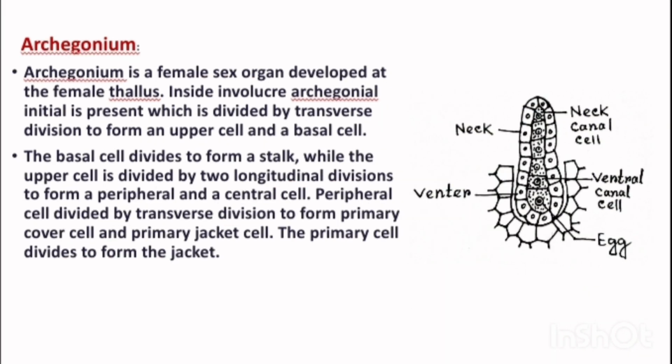Next is the archegonium. The archegonium is the female sex organ developed from the female thallus. The basal cell divides to form the stalk, while the upper cell divides by two longitudinal divisions to form peripheral and central cells. The peripheral cell divides by transverse division to form the primary cover cell and primary jacket cell. The primary cell divides to form the jacket.